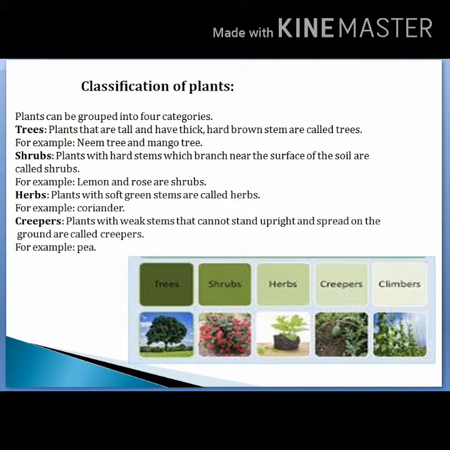Students, basically what is the difference between shrubs and herbs? Shrubs have hard stem and herbs have soft green stem. Their examples are grass, coriander, mint. Palak and grass all belong to this category. Herbs have no branches.